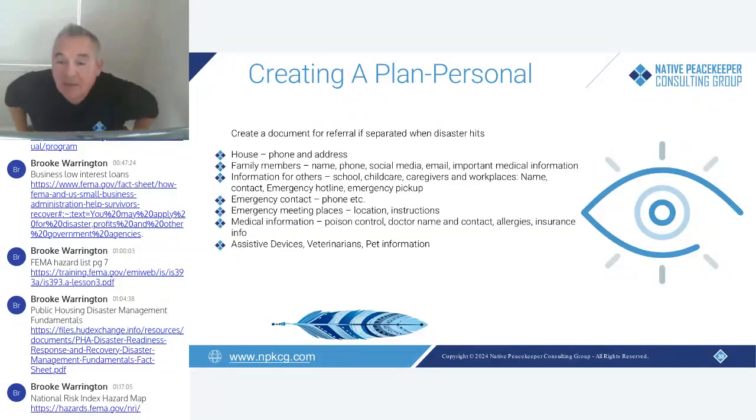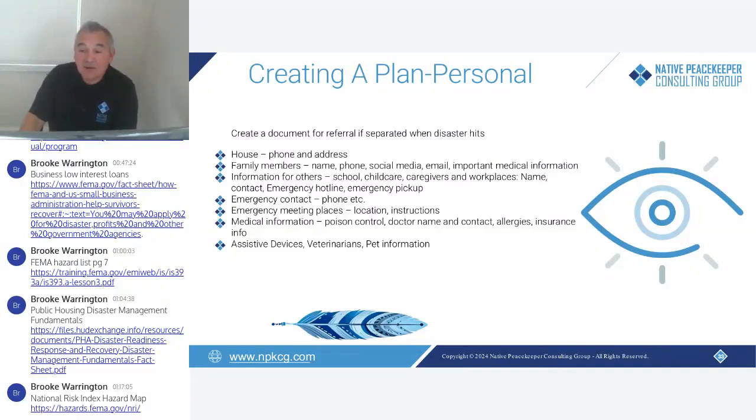And creating a document for referral if separated when disaster hits. So we talked a little bit about this, not that I was totally separated from my family, but your house, phones and address numbers that someone else can have. Family members, you need to know their names, social media. You might only be able to contact them or see what they're doing on social media.